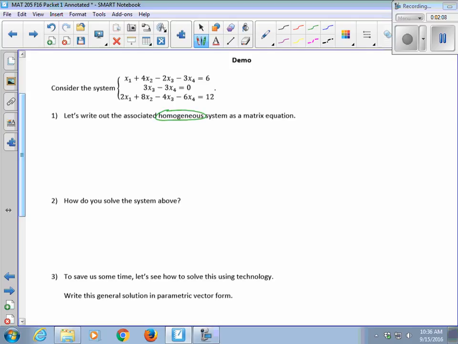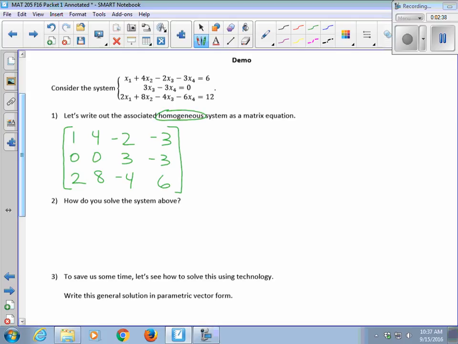I want to write this as a matrix equation. So we start with the coefficient matrix. So I have 1, 0, 2. Those are the coefficients on x1. Coefficients on x2 are 4, 0, 8. Then x3, we have -2, 3, -4. And x4, I have -3, -3, 6. So that's my coefficient matrix.